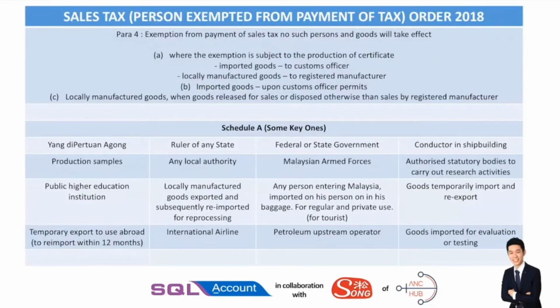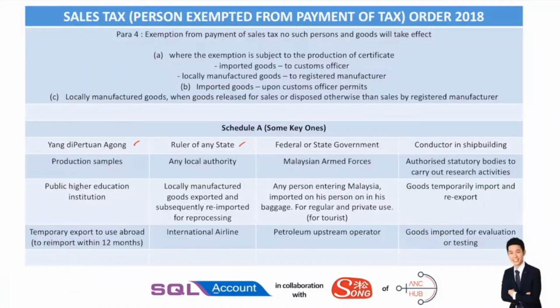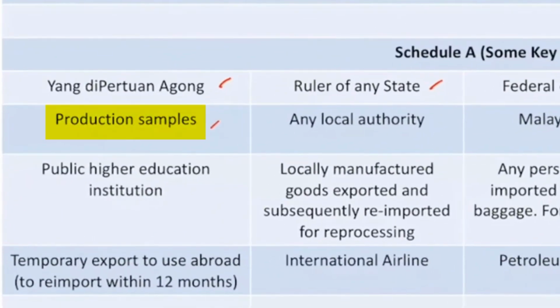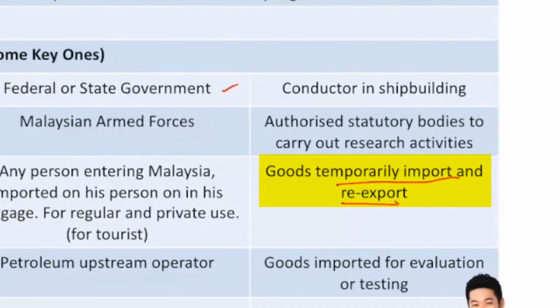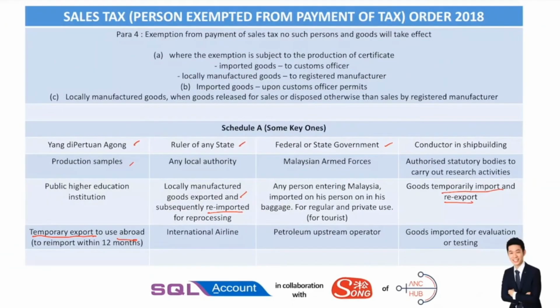Now, who are exempted from payment of tax? These are the people. For example, your Agong, the ruler of any state, federal or state government. So these are people that do not have to pay sales tax. If you import certain production samples, or let's say you have any locally manufactured goods exported and subsequently will be re-imported for reprocessing, or goods temporarily imported and re-exported, or temporarily exported for use abroad, these items are not subject to sales tax. You are required to furnish a certificate, meaning you have to apply upfront.